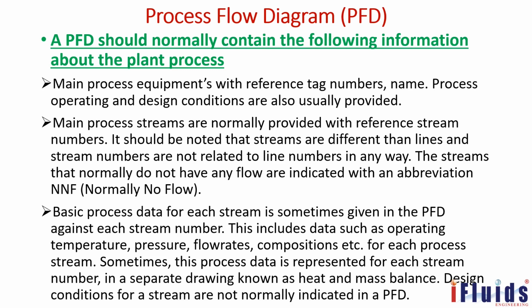But if it is required, you have to add a tabular column: stream 1, stream 2, stream 3. Then what is the operating pressure, operating temperature, flow. Then stream 2, operating temperature, flow, level, like that. You can add one separate tabular column. I can show the tabular column in later slides.